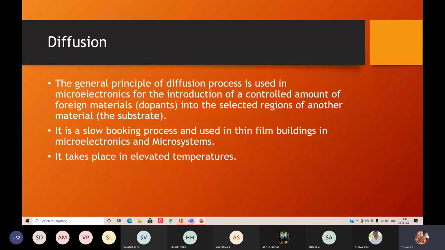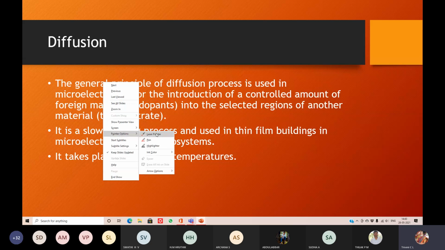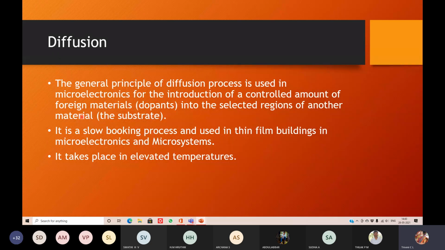Now, for the next heading, that is diffusion. Today we'll discuss diffusion. Tomorrow we'll go for the oxidation method. So in the diffusion method, what happens? We'll take the general principle of diffusion, which applies to the microelectronic system and is also used to introduce a controlled amount of foreign materials like dopants into the selected area of the substrate. The principle of diffusion that we have taken for microelectronics will remain the same in the case of MEMS also. So the same method, where we use a controlled amount of foreign materials and try to induce them into the substrate.